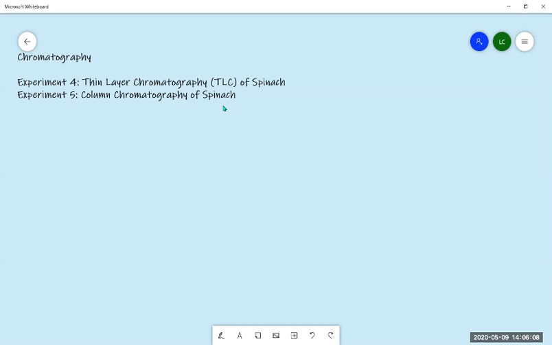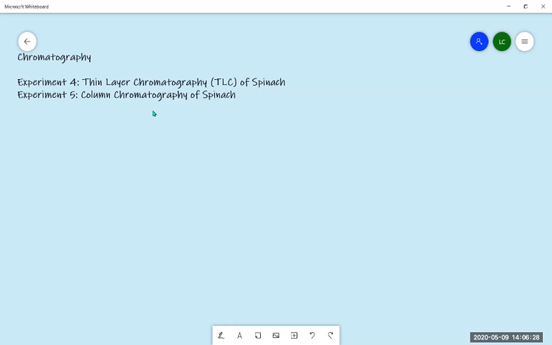Gas chromatography also helps you monitor how your reaction progressed, how much reactant you might have left, and what your distribution of products is. That's also important to know for your final.